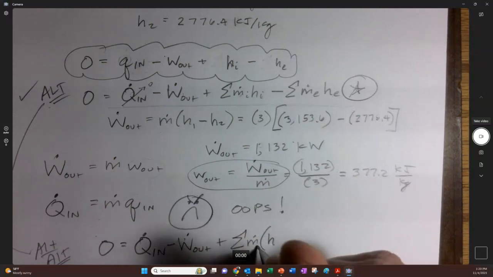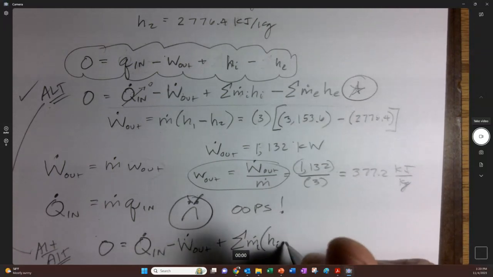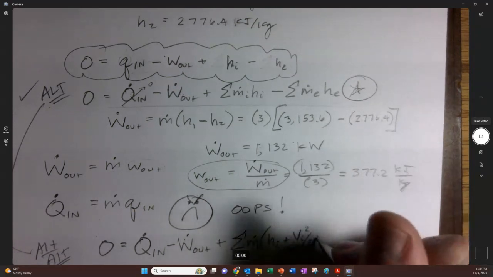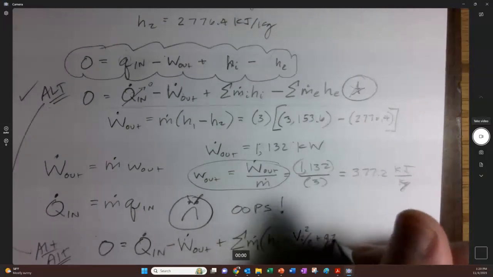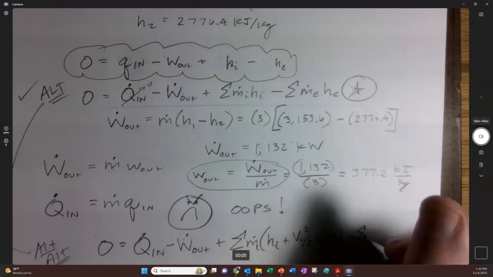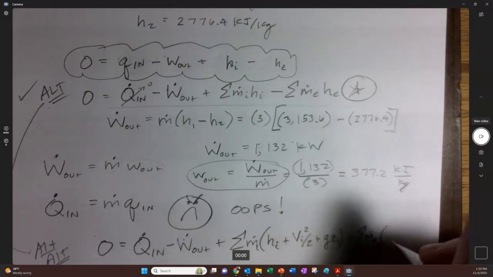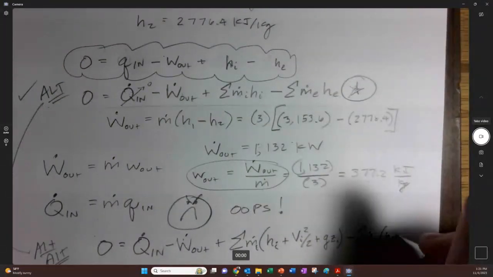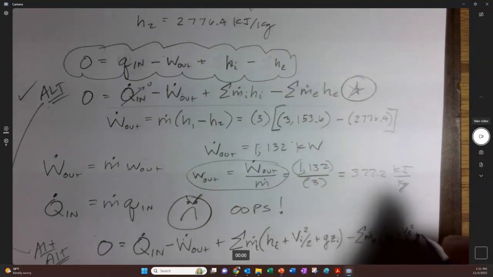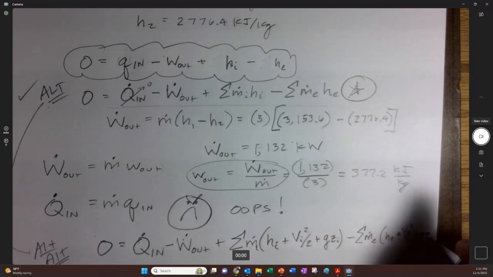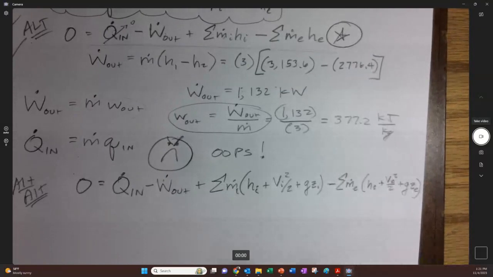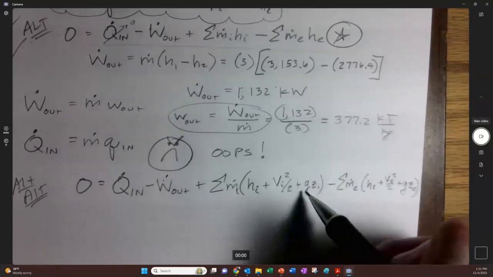We can go h, this is supposed to be i right there, i plus Vi squared over 2, and I'll include this, but it's not going to matter. We're going to cross it out. g z i minus summation of m dot exiting, he plus Ve squared over 2, plus g ze. Okay, that's the one I should have used, and my brain just wasn't working.